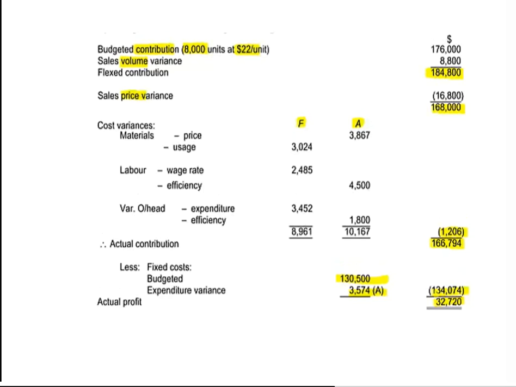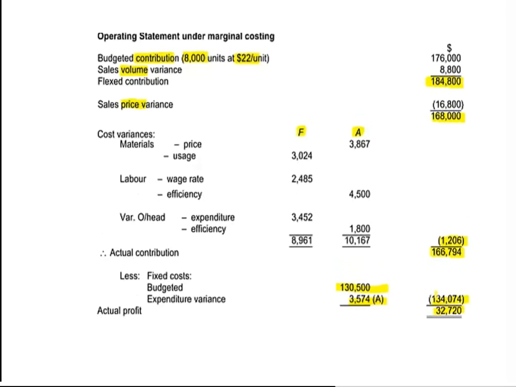So if we take a step back from this, what we can see is that this company planned to make contribution of 176,000. It actually ended up with contribution of 166,794. And the reason for that difference is mostly to do with sales. So yes, we've sold more units, which is why we've got a favourable volume, but we've done so by reducing the price. And that reduction in the price has resulted in most of that difference. The difference in the variable cost variances is not particularly large. It's just over 1,000 adverse by the time you've taken into consideration all of the variances. And we'll consider interrelationships between variances a little more later on.